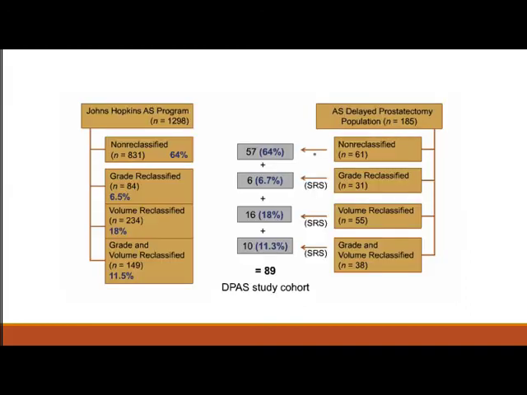The way they arrived at that was interesting, and I don't necessarily agree with it, but they looked at their Johns Hopkins active surveillance group on the left, and they looked at how many of their cohort got reclassified by grade, reclassified by volume, and reclassified by grade and volume. Then they went to their prostatectomy data and they pulled out the same proportion to represent that group. So they called this the delayed prostatectomy active surveillance cohort.